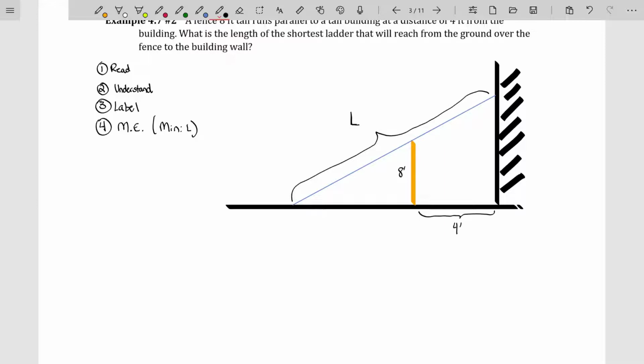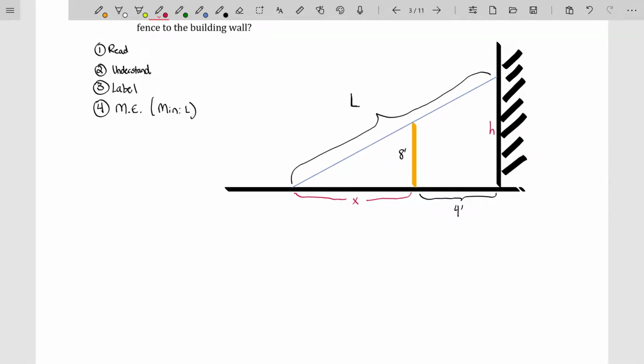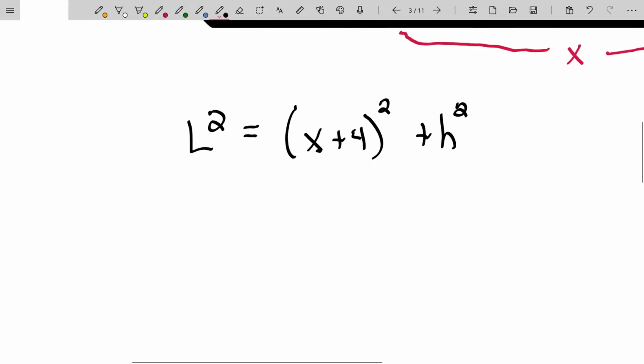Now you can see that to build an equation involving L, it would likely be the Pythagorean theorem. The problem with using the Pythagorean theorem here is we don't know a lot of information, but that shouldn't stop you from trying. You can see that height is h. We have no idea where that ladder is going to hit the wall. And this distance here I'll call x. At least that'll give us some type of information for building our Pythagorean theorem. And by the Pythagorean theorem, L squared is going to be the quantity x plus 4 squared plus h squared. Now that master equation has way too many variables, right? There are 3 variables there and we only want 2.